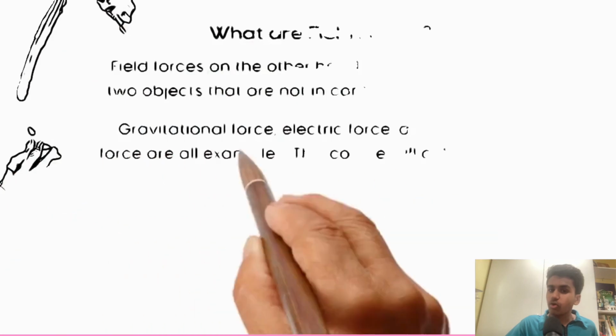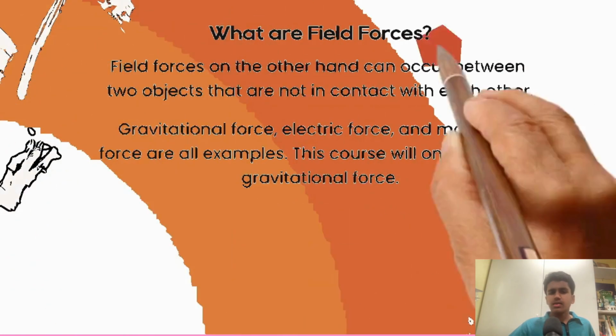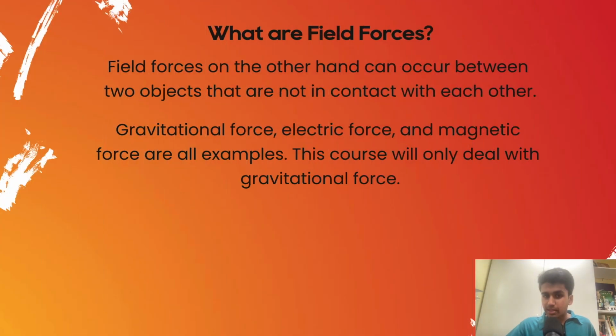Now there's another type of force that we will always see in this course: field forces. Field forces are different because the two objects do not have to be in contact with each other. Gravitational force will be the force you will be dealing with in this course. That is a field force. There's also magnetic and electric, but don't worry about that. That's not for AP Physics 1.